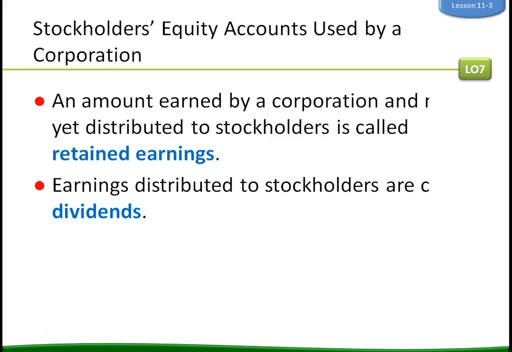The net income, an amount earned by a corporation and not yet distributed to stockholders, is called retained earnings. So companies make money and stock prices go up, but they haven't distributed the earnings. They just keep it in an account called retained earnings. And then at set periods of time throughout the fiscal year, those earnings are distributed to stockholders, be it quarterly, twice a year, or just at the end of every year. Those earnings distributed are called dividends.